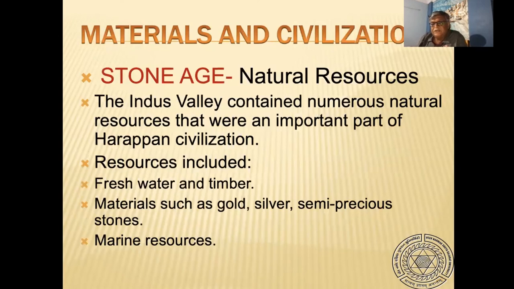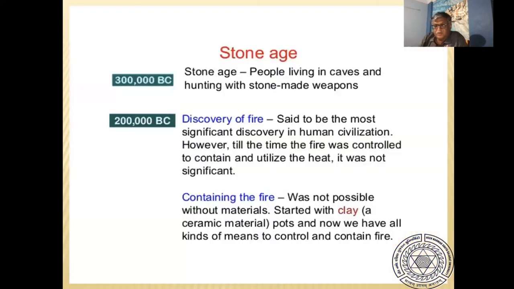In the stone age, the majority of natural resources were used. We can take the example of the Indus Valley, which contained numerous natural resources that were an important part of the Harappan civilization. Resources included fresh water, timber, stones, and so on. Then gold, silver, semi-precious stones, and even different marine resources were used. The span of this stone age is 30,000 years. The people lived in caves and hunted with stone-made weapons. So humans were using different types of weapons, and these weapons were made from stone.